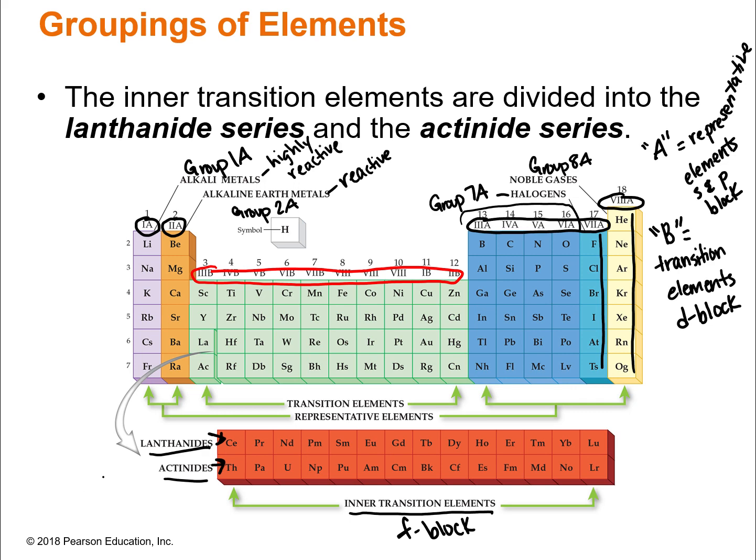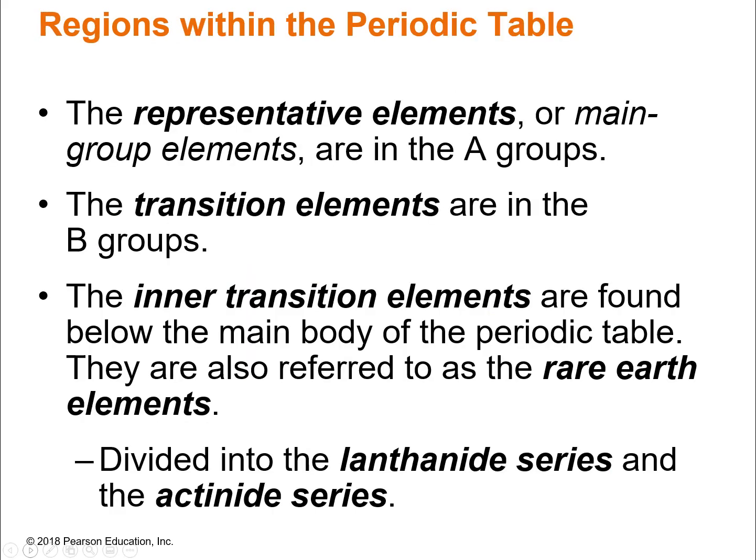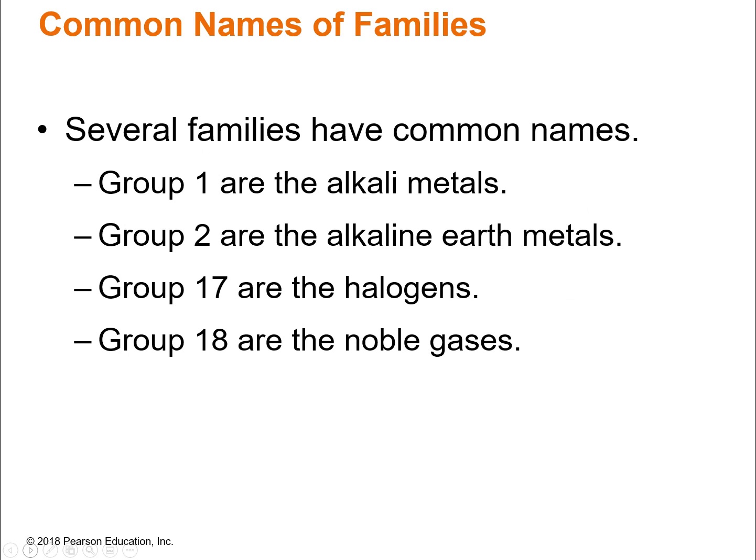So as I promised, there's going to be all of this in words coming up. So we've got representative elements, as I said, the A groups. Transition elements are the B groups. Intertransition elements, those are the ones below the table. They're also called rare earth elements, so you might see both. And those are divided into lanthanides and actinides. These are the common names for the groups.